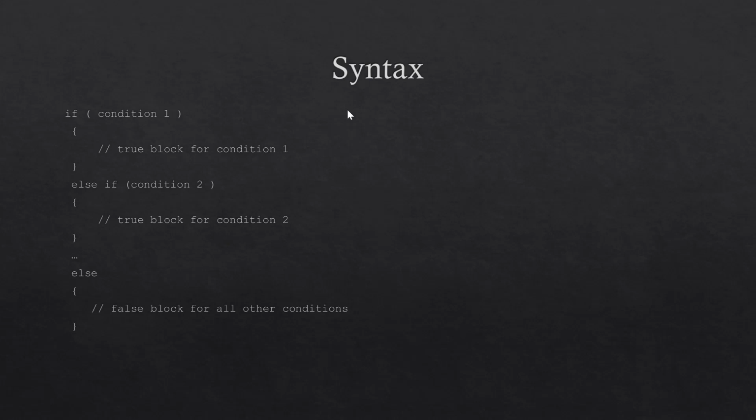So my syntax will look like this. I have the if statement followed by the first condition. If that condition is true, we'll execute that true block. And then we are skipping the rest of these else statements.